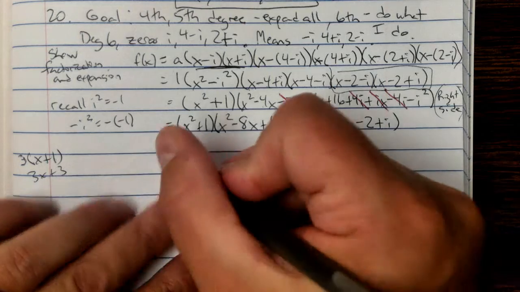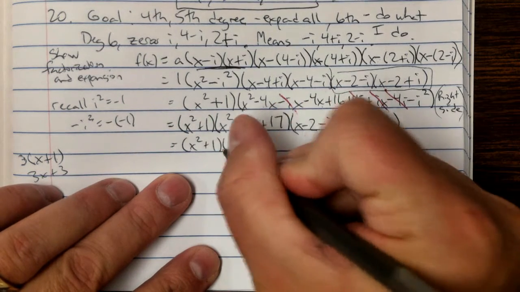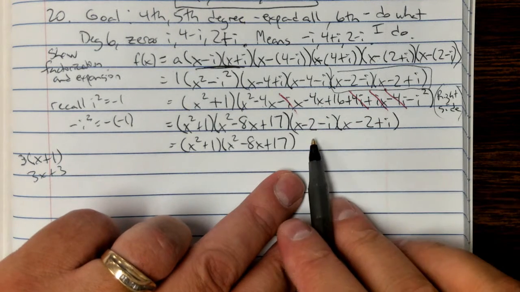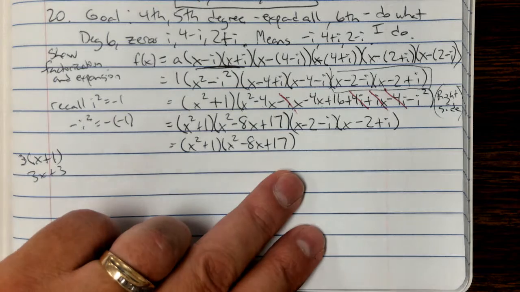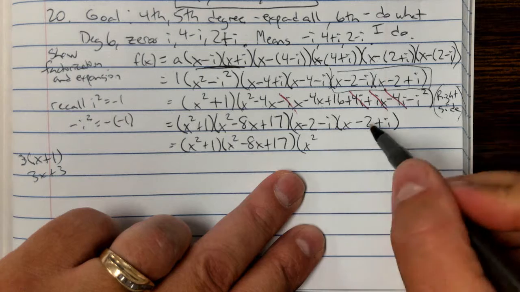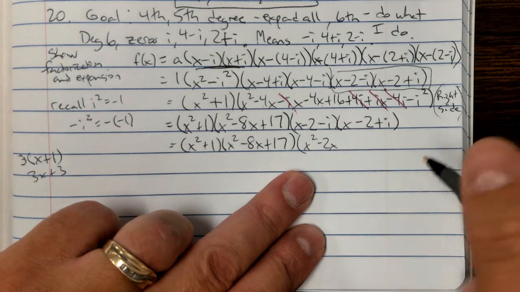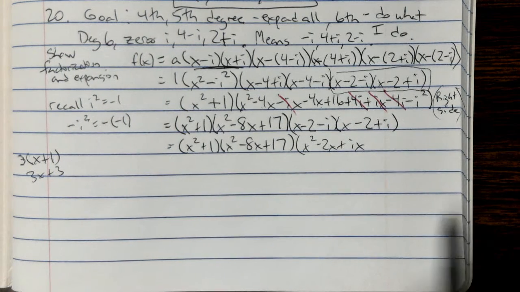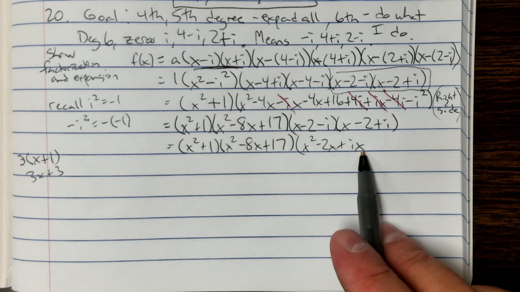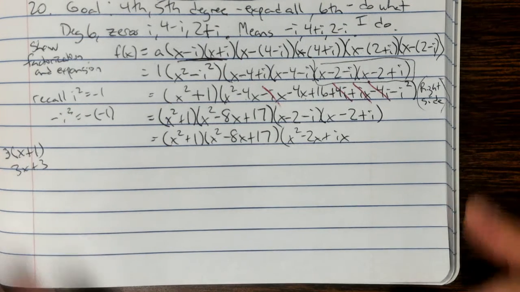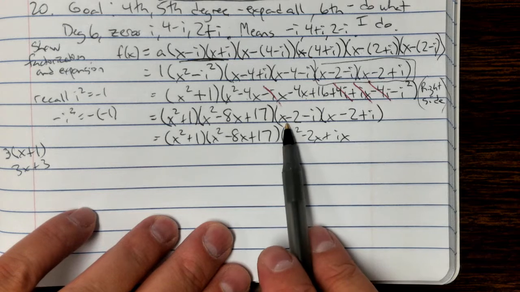I'm going to keep my left side the same. And now start expanding this thing. So x times x is x squared. X times negative 2 is negative 2x. X times i is ix. I try to put the variable last, meaning the x variable. I like putting the i in front of it. But xi and ix are really the same thing. So that's distributing the x.